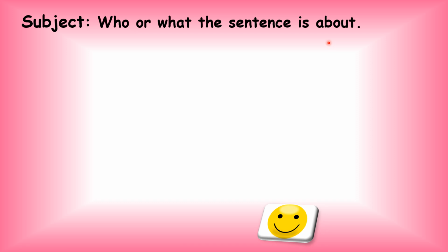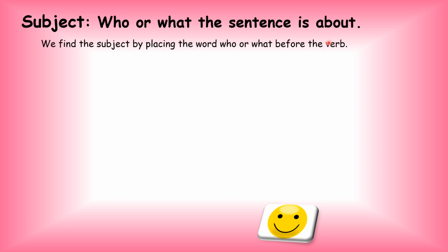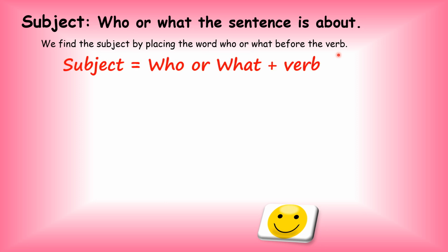Is it clear, children? Now the question comes, how to identify the subject in a sentence or how to find out the subject of a sentence. Children, we find the subject by placing the word who or what before the verb. Here is a formula to find out the subject. We simply add who or what before the verb and we get the subject. Is it clear, children?